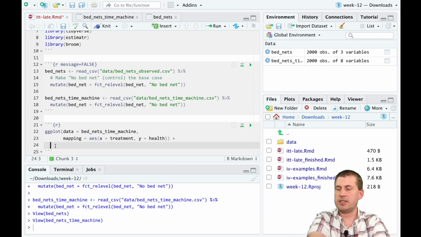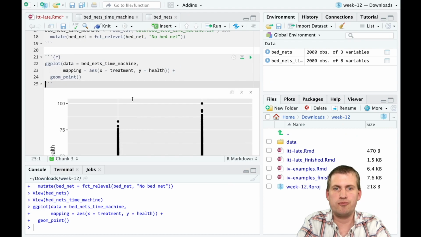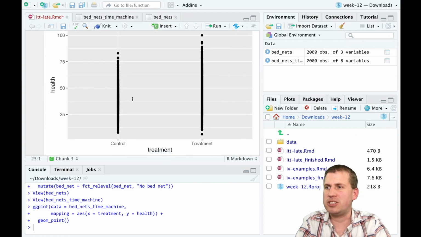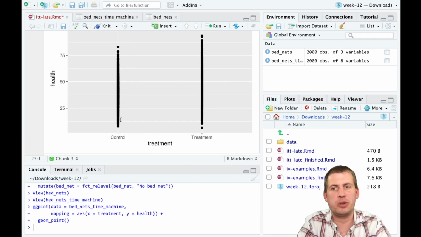Then we can say geom point, and if we just leave it like this and run it, it's going to look really boring, just a whole bunch of points, which we don't want. There's a lot of overplotting there.